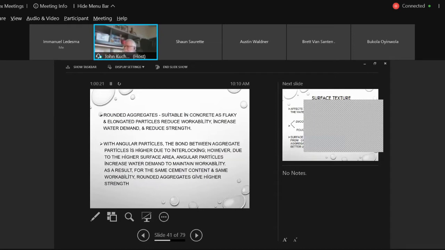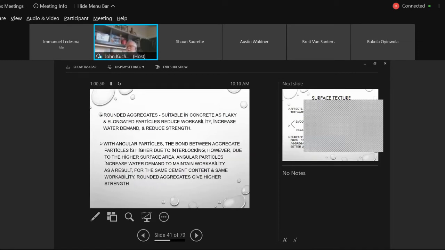For strength, they'll give you the strength equal. You can design a 30 MPa, 32 MPa mix. Okay? Now, if you're going to keep the water-cement ratio the same, and you've got crushed aggregates, you're going to need to increase the cement and water demand. You can still maintain the same water-cement ratio, but now the crushed aggregate is costing you more money because you're using more materials.